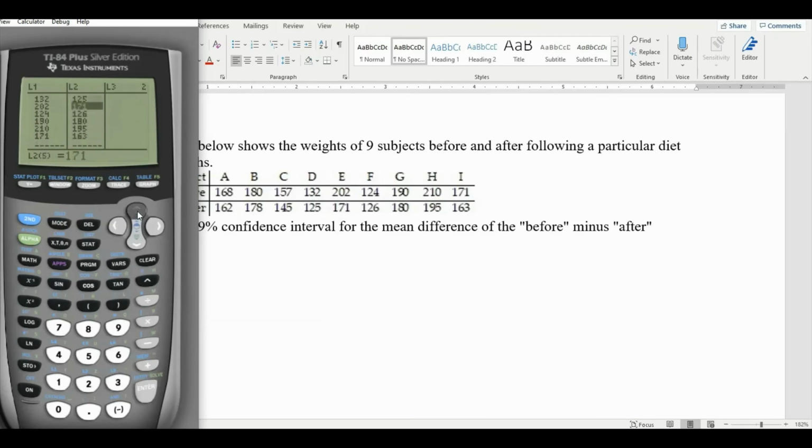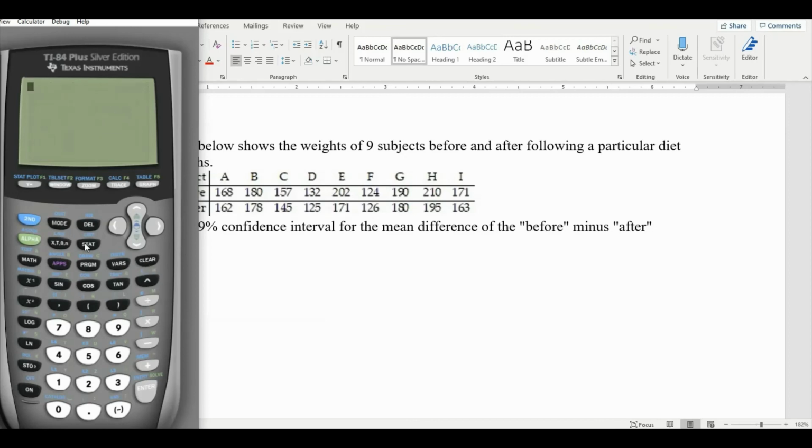Let's go and check, make sure. 168, 162, 180, 178, 157, 145, 132, 125, 202, 171, 124, 126, 190, 180, 210, 195, 171, 163. Once again, I like to do it like this: second L1 minus second L2 store L3. So when I go in the stat edit, you'll see the difference. 168 minus 162 is 6. 180 minus 178 is 2. You can do it over here manually if you wanted to.